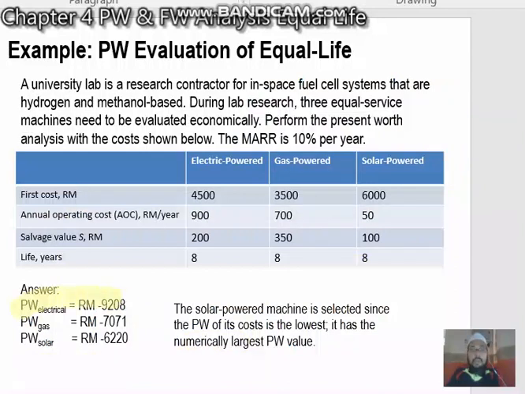So you can check your equation and your answer with this. The answer here shows that the solar powered machine is selected since the PW of the cost is the lowest. You can see negative 6220 here is the lowest compared to the electrical and gas powered, and it also has the numerically largest PW value.